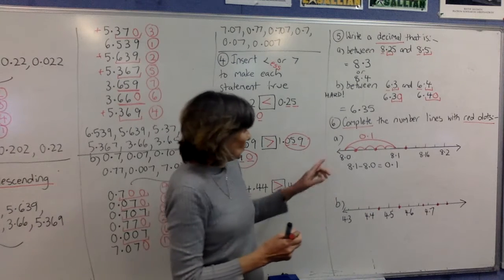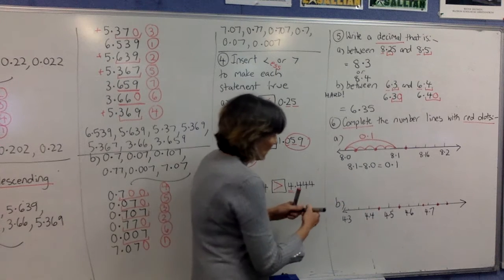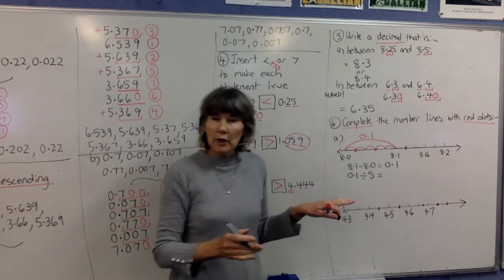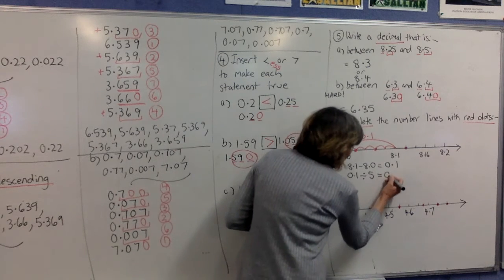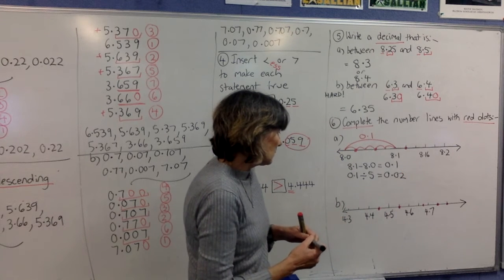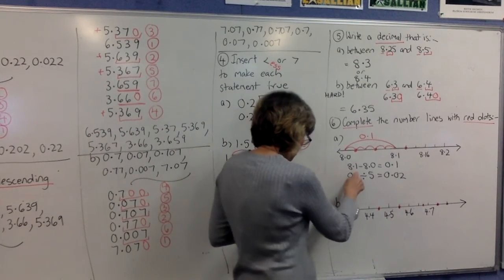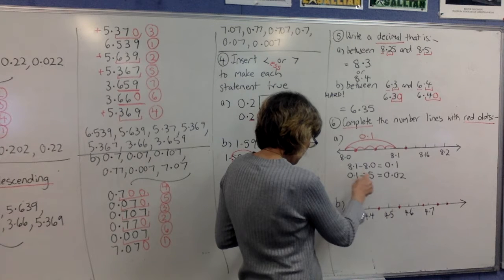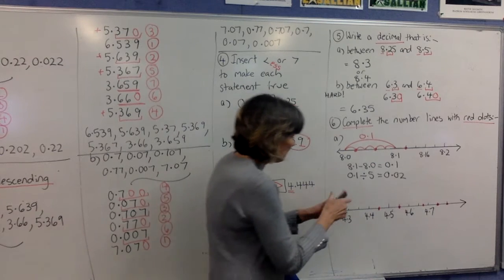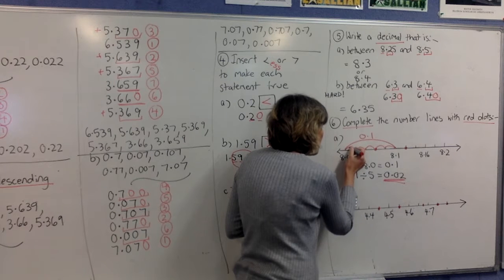Now, if you look at how many jumps we have here, we've got 1, 2, 3, 4, 5 jumps. So we're going to take the 0.1 and we're going to divide by 5. Use your calculator to do that and you will end up with, is that right? Let's just double check. Yep, that would be right. Okay, so it's going to be 0.02. All right, so what that means is each little jump is 0.02.